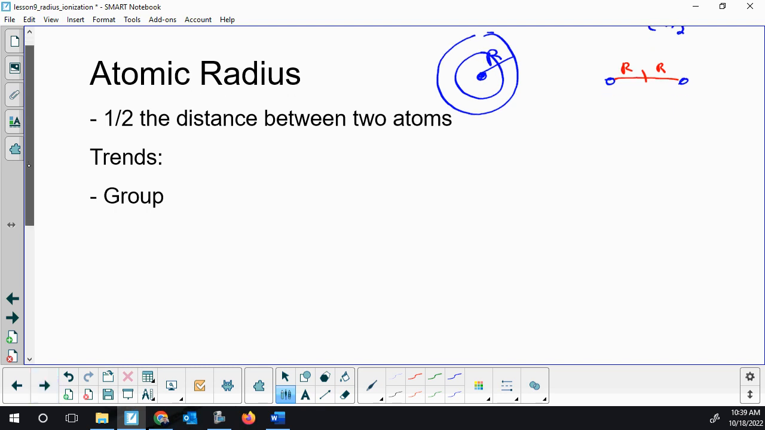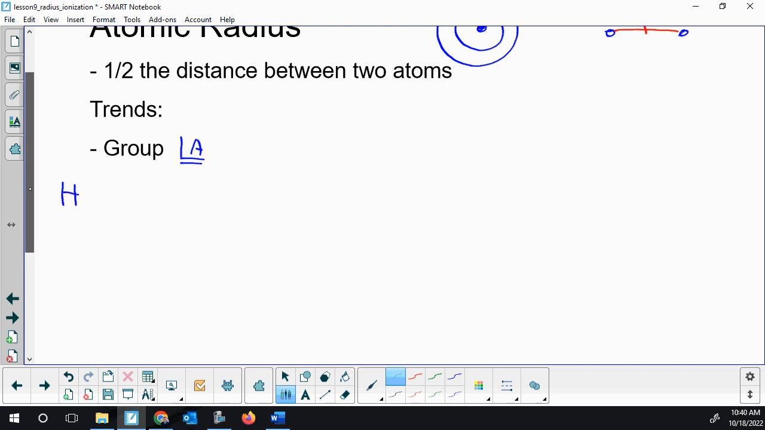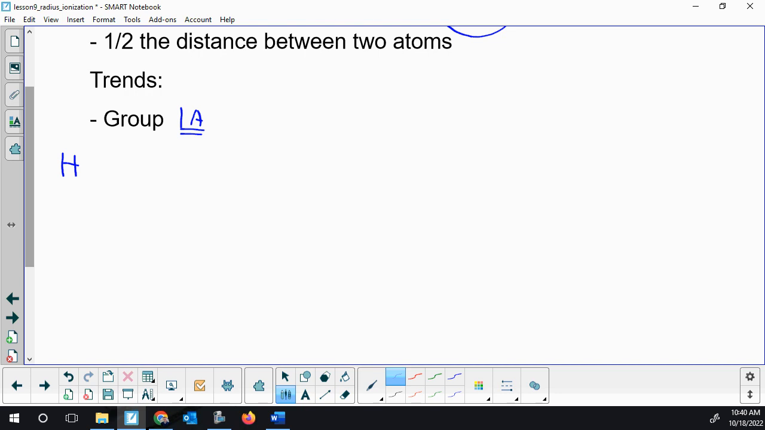So let's look at some trends in a group, or going down a group. I'm going to use group 1, or 1A, our alkali metals. So our first atom is hydrogen in group 1. We've got one proton in the middle, and we've only got one electron. Our electronic configuration is 1s1.